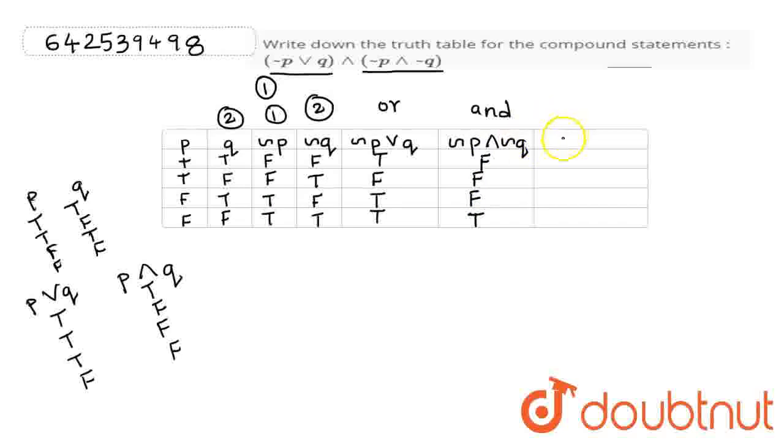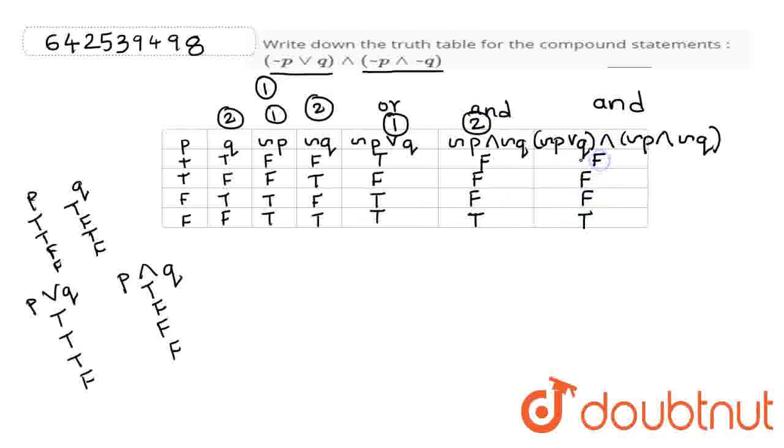At last, we have to give negation of P or Q and negation of P and negation of Q. That means we are going to do an AND operation on these two things. So this will be your first, this will be your second. Again, in the AND condition, only when both the conditions are true do you get true. So this will be true and rest all will be false. So this is your final answer, where you get F, F, F, T. This is the answer for the truth table of the above compound statement.